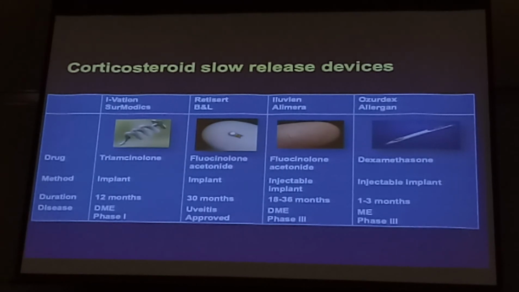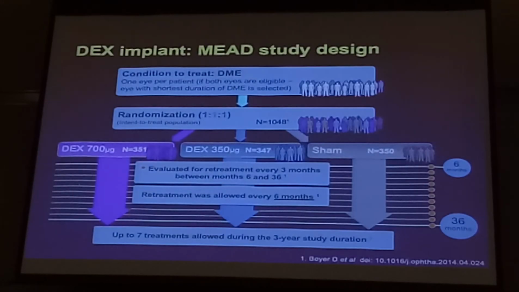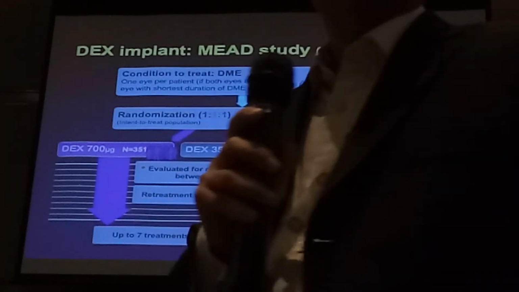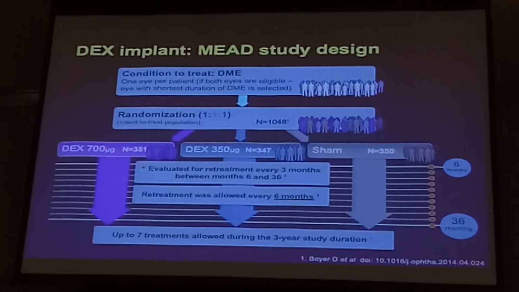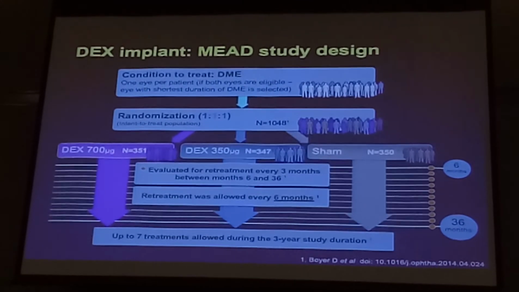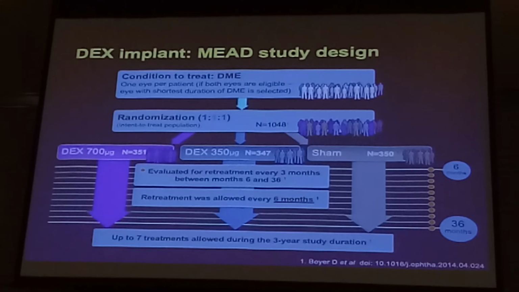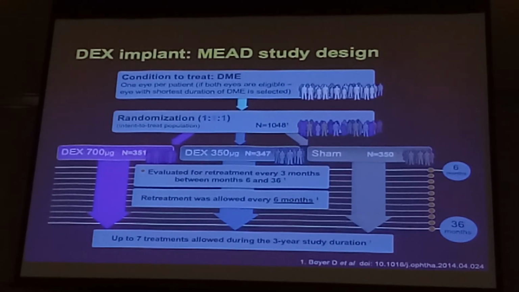These are slow-release devices that have been slowly coming into the market. The one that I use is the elegant one called Ozurdex, dexamethasone implant, 700 micrograms. The pivotal study is called MEAD, M-E-A-D. When it was first introduced, the company thought that these implants would last 6 months. But we know now that at most it lasts maybe 4 months. You have to retreat maybe about 3 times a year. You cannot give it at 6 months.